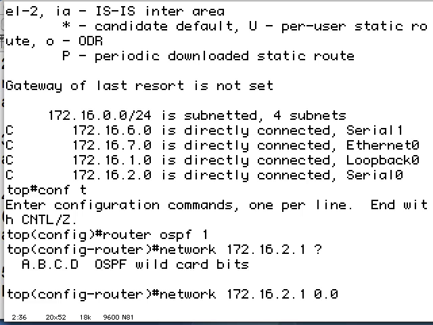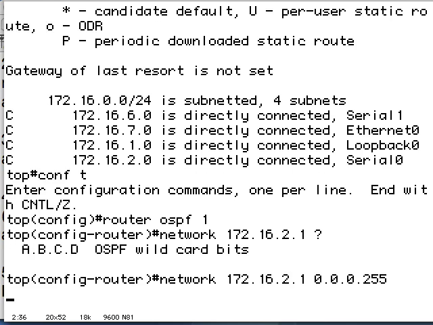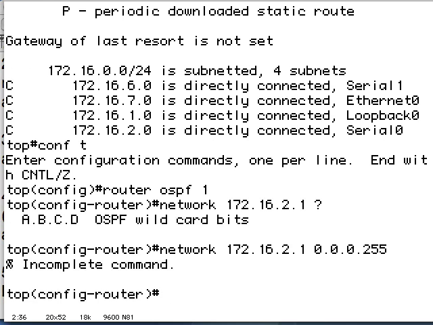We do care about the second octet, so that's a 0. We do care about the third octet, so that's a 0. This is a /24. We don't care what the last octet is. It's all inside the /24. So our last bit of don't care bits is 255. And that was an incomplete command.